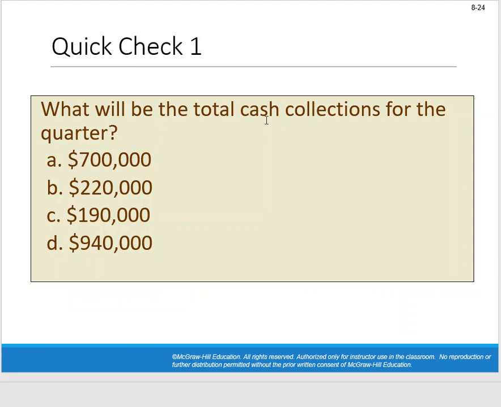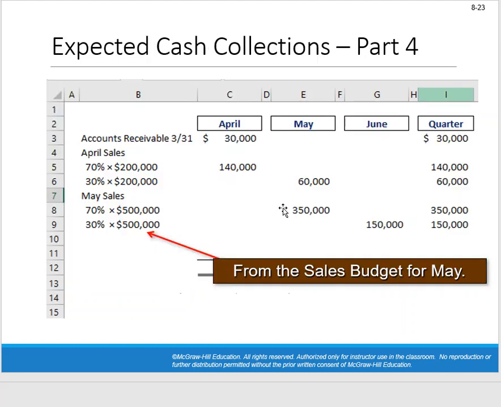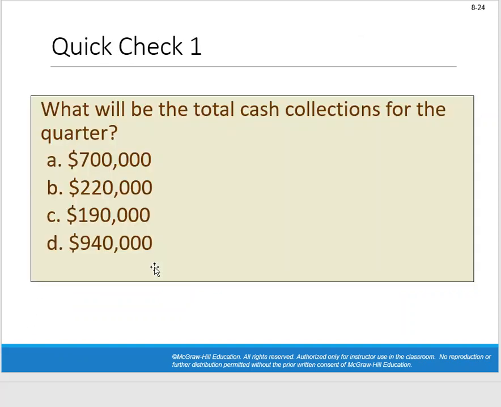What will be the total cash collections for the quarter? Can you project that? Do you remember what June sales were going to be? Were you able to come up with one of these figures?